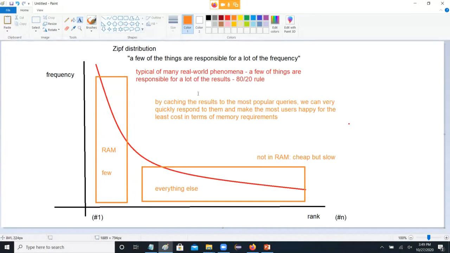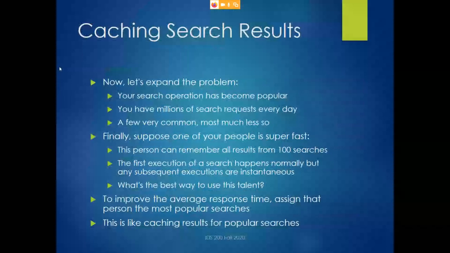Okay, so you can apply caching to Google's search, and they certainly do. In order to do this, imagine one of your people on your team is super fast, blindingly fast, and he can remember all the results from 100 searches. The first execution of a search happens normally. It still takes him the time to go through and do the search process. But once he's done it, he can recall those search results instantaneously, and any subsequent executions of that search are actually instantaneous. Well, the best way to use that talent, assign that person the most popular searches.